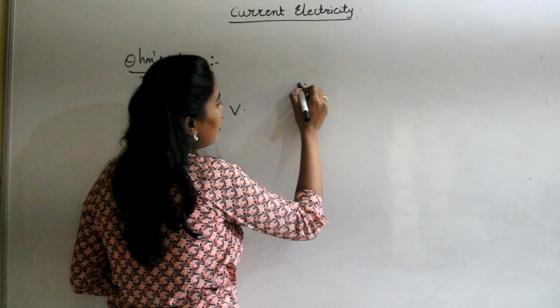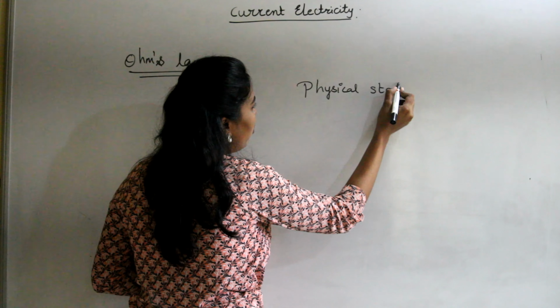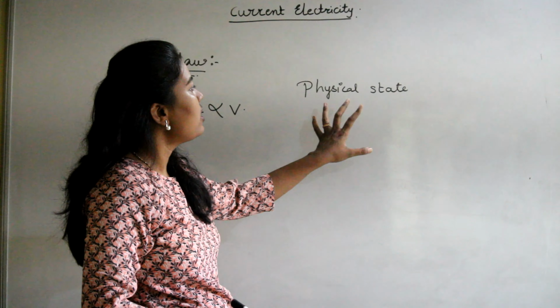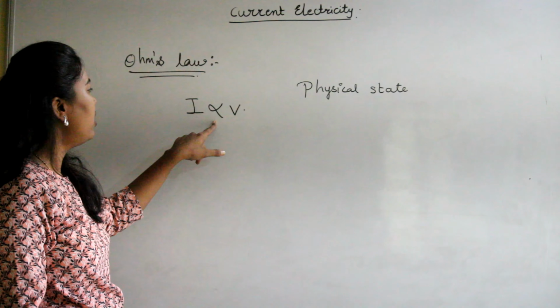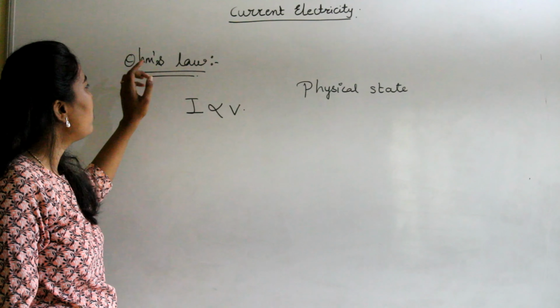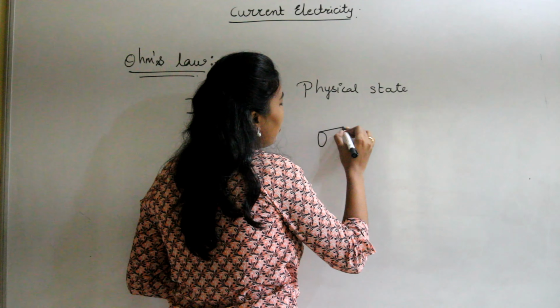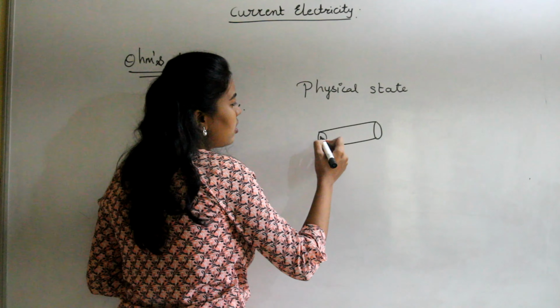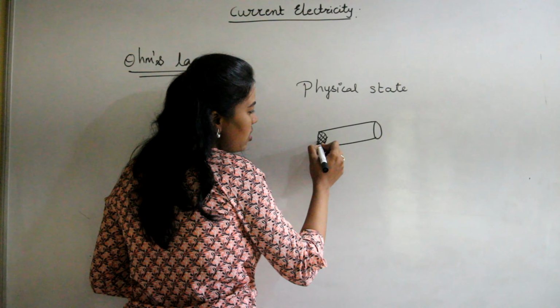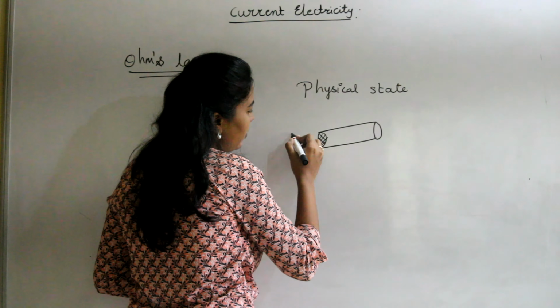So what is this physical state? If this physical state remains constant, it doesn't vary with time, then only your current will be directly proportional to voltage. This is what is called Ohm's law. So this physical state is nothing but, in a given conductor, if we consider this as a conductor, this is the area of cross section, which is denoted by A, and this is the length of the conductor.